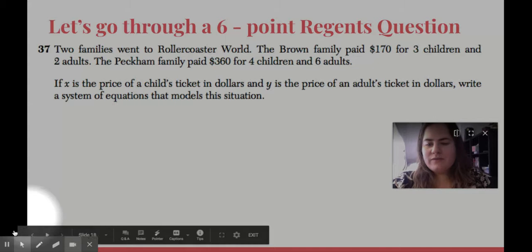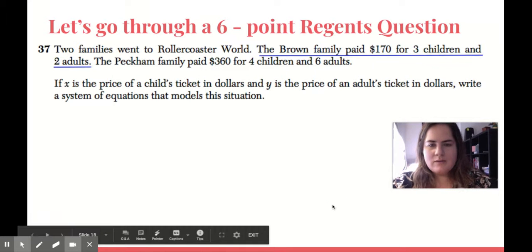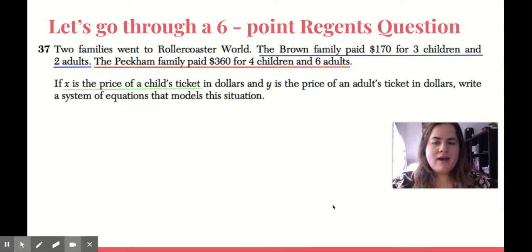This is review. I'm going to run through this quickly. We did this like twice already. We have the Brown family and the Peckham family. x is going to be the price of a child's ticket. y is the price of an adult's ticket. So we're going to set up a system of equations, and we're going to use x and y, which will come in handy for when we graph later.